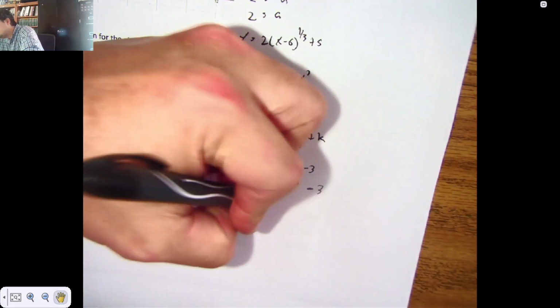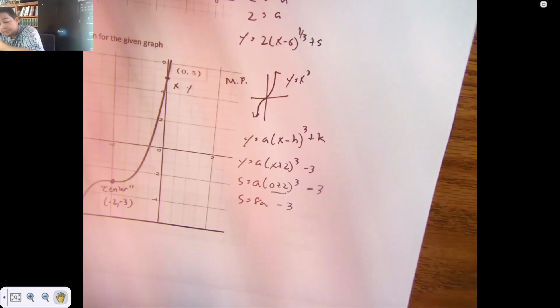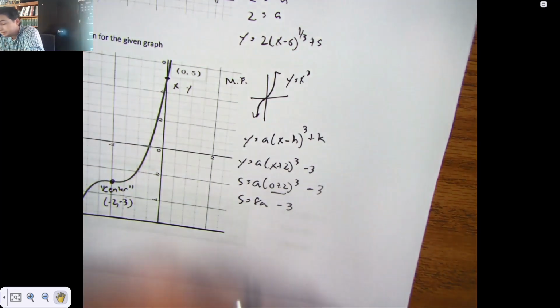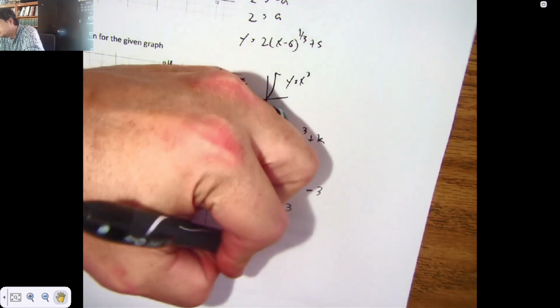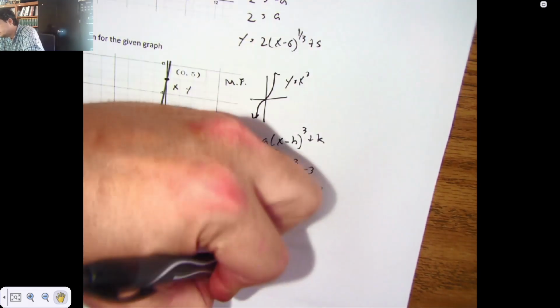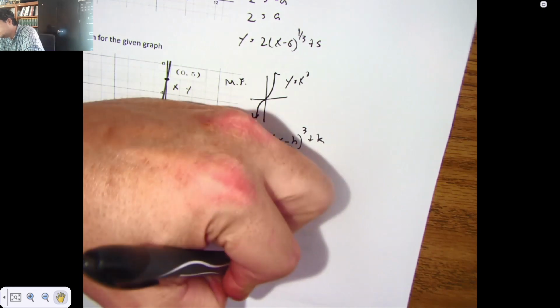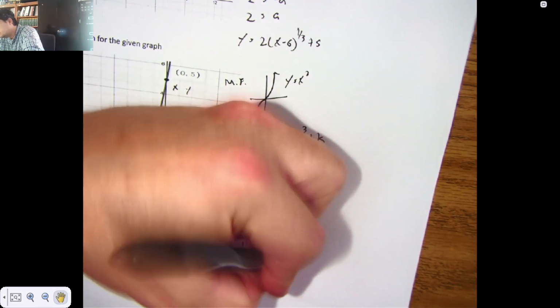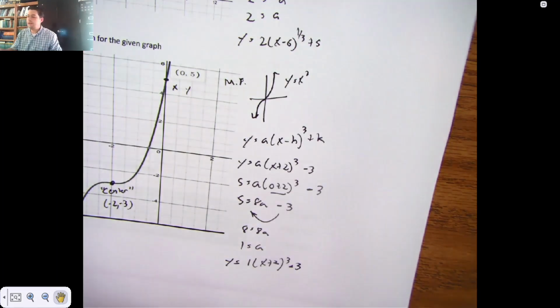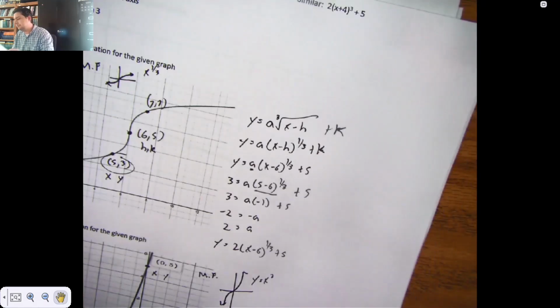So 5 is 8a minus 3. Did I not make this thing funny? It was supposed to have fractions. Whatever. I get an 8. 8 is 8a, so a is 1. So y is 1 times x plus 2 cubed, and then minus 3. That blasted thing was supposed to have fractions. Didn't. See if I did the square root function right or not. This is an upside down arm.